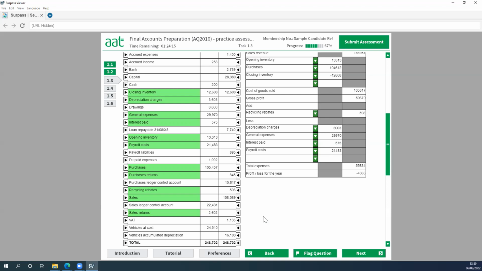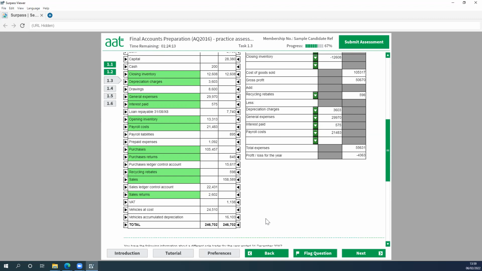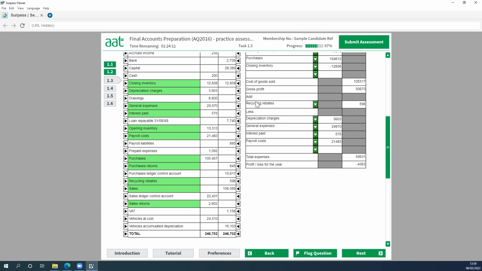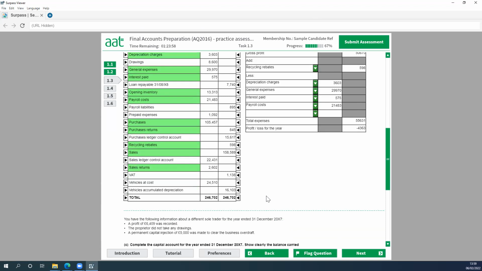Okay, so we've done that. Just keep your eye out for any other income. What else could it be? It could be rent received, couldn't it? Or it could be discounts received. So just check to make sure there's any additional income that you need to take on board. Okay.